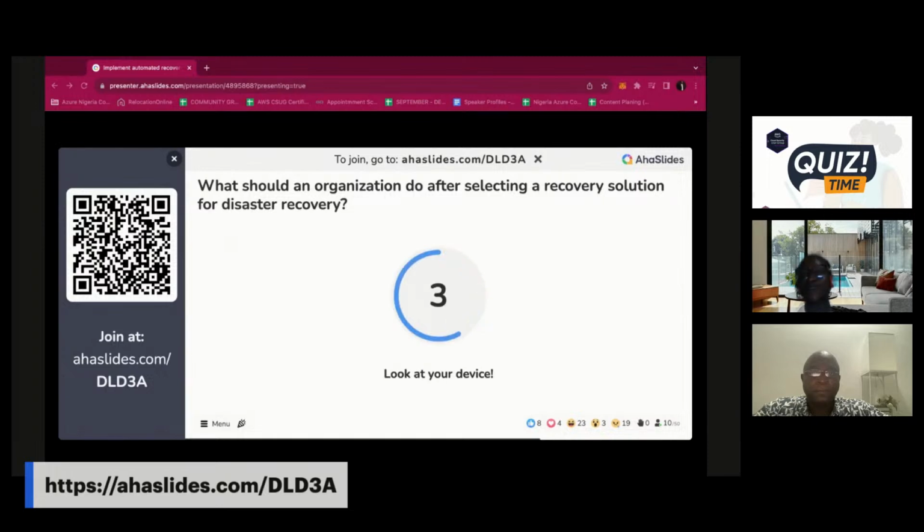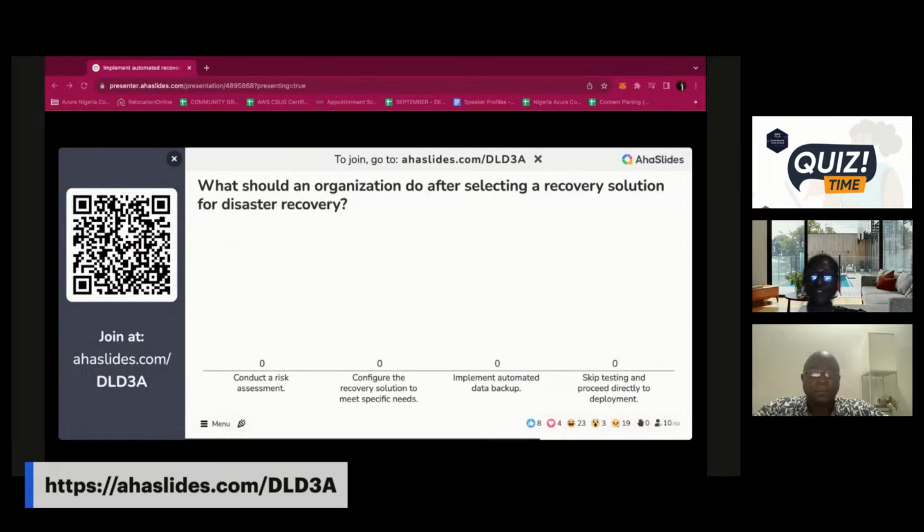The next question: what should an organization do after selecting a recovery solution for disaster recovery? One, conduct a risk assessment. Two, configure the recovery solution to meet specific needs. Three, implement automated data backup. Four, skip testing and proceed directly to deployment.